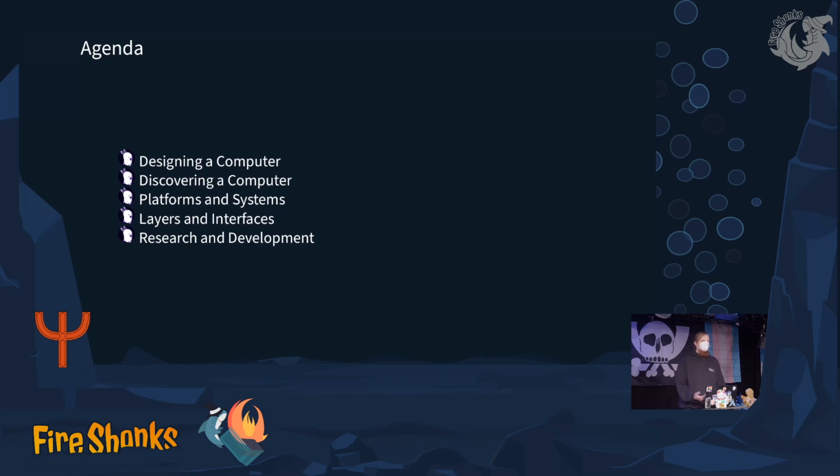And the second part is what you can discover when you've bought a computer. And third is what is between us and the computer. That means platforms and systems, as well as interfaces and layers. And at the end, I would like to invite you to go a step further yourself and introduce you to some research and some possibilities where you can become active yourself.